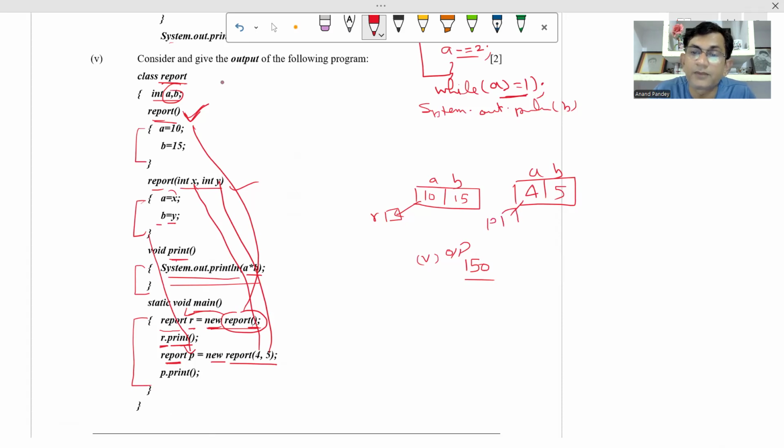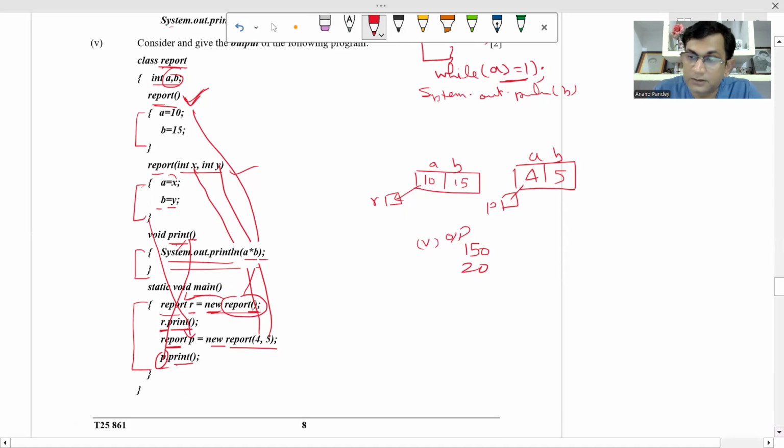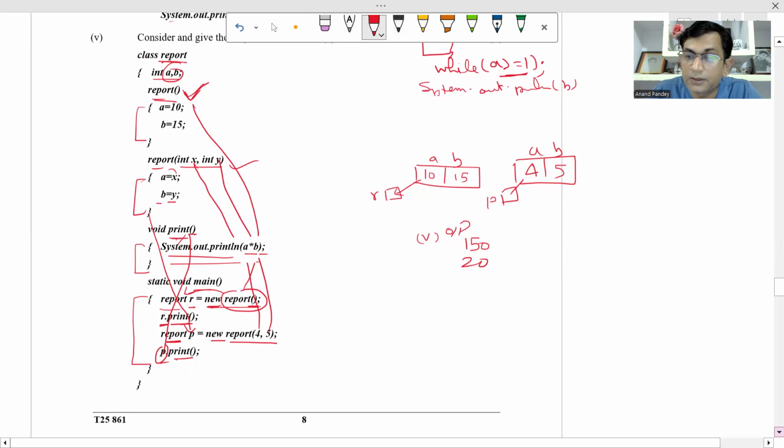Then control will come back to here, and the address of this location will be stored into P. Now we're calling the function print by P. So A into B, look at here. This time A into B of what? P. For P, A and B are what? 4 and 5. So 20 will be printed in the next line. Okay, so this is the output. The answer is 150 and 20. If you know the basic concept of constructor, this is not that difficult. The question is looking too long, but it's very easy.